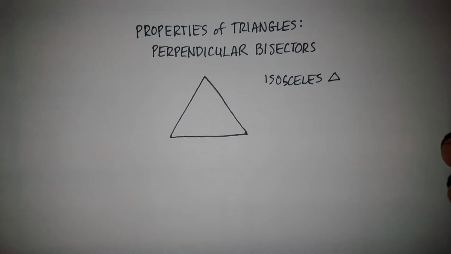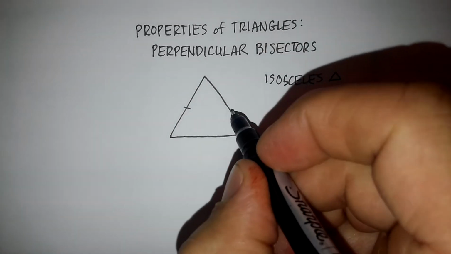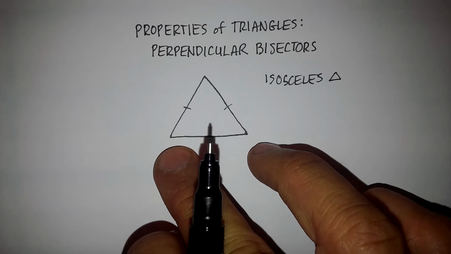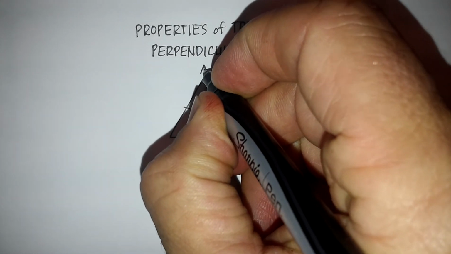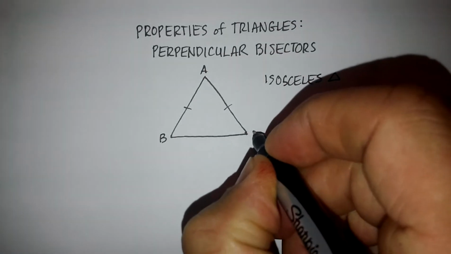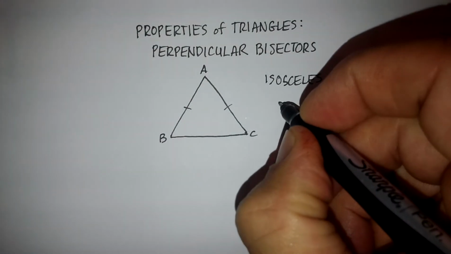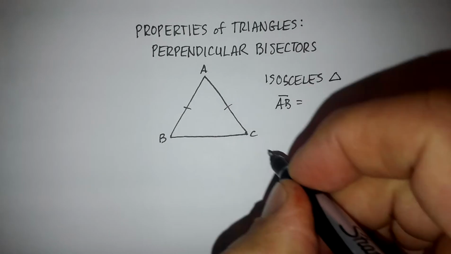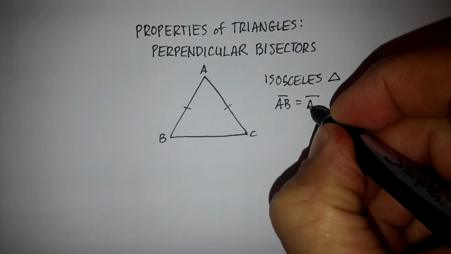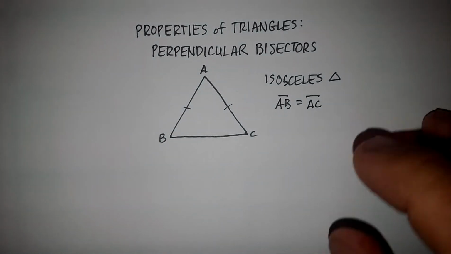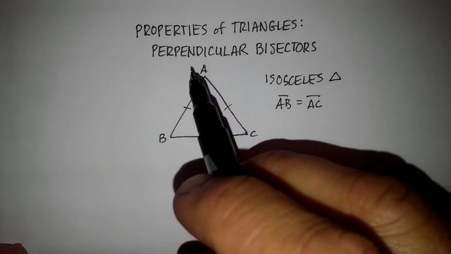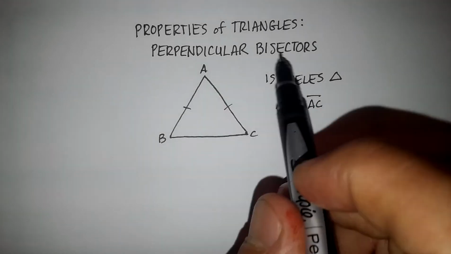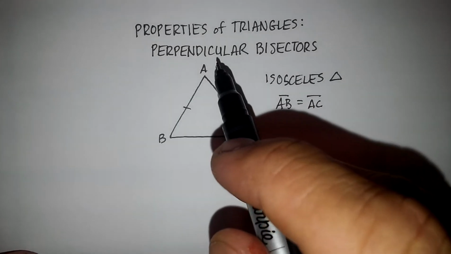And remember what an isosceles triangle is. It means that this side and this side are congruent or equal, all right? So they're the same lengths. So if we were to write this more formally, we would say that line segment AB is equal to line segment AC, okay? Now the perpendicular bisector theorem says basically this, and it's two words in here, so it's really kind of a two-part thing.